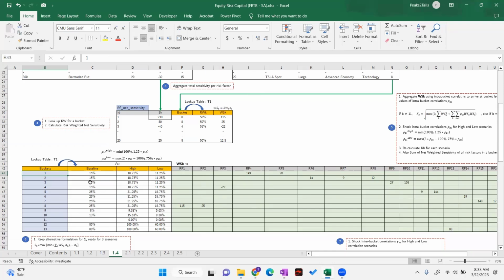All right. So that's the baseline, and then we have high and low correlations. The high and low formulas are given. Don't ask me where this came from. That's some kind of calibration, something the regulators would have done.